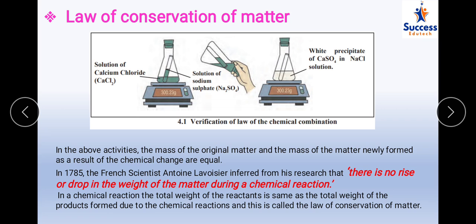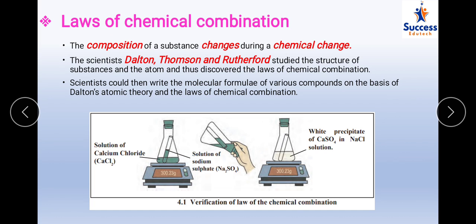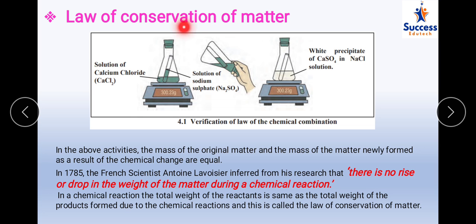So when the chemical reaction takes place, at that time the matter is conserved, whereas the composition changes. Like you can see here, the flask is placed on a weighing machine. Here the weight is 300.23 gram first. Then when we have mixed or chemically reacted the two compounds, the weight is 300.23 grams. So the weight remains the same after the chemical reaction also.